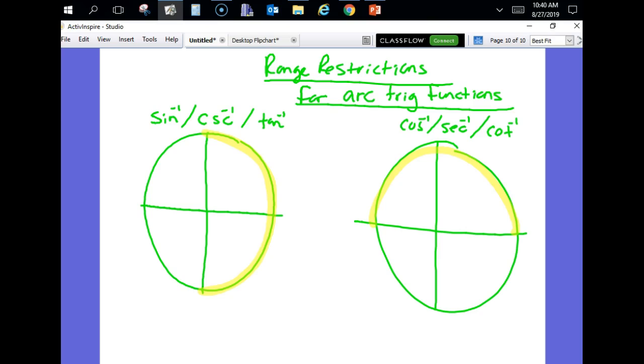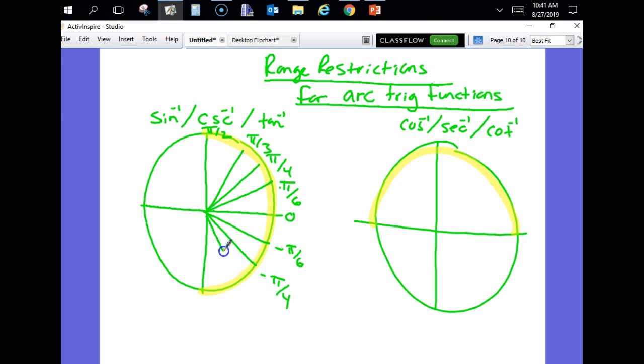You ready? Let's put some numbers up here. This is pi over 6, pi over 4, and pi over 3, and this is pi over 2, right? You can pull answers from down here also, but guess what? It's not the ones that are on your unit circle. It's the negative ones. So if this is pi over 6, this is negative pi over 6. This is negative pi over 4, and this is negative pi over 2.